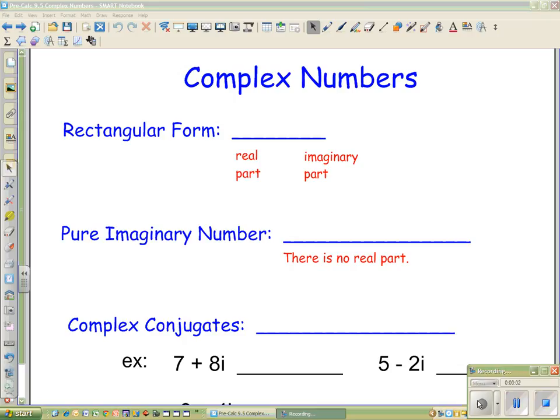Okay, class, what we want to do is finish up the 9-5 notes. We got the harder part done by doing the chart and the powers of i. Now let's just talk about complex numbers.